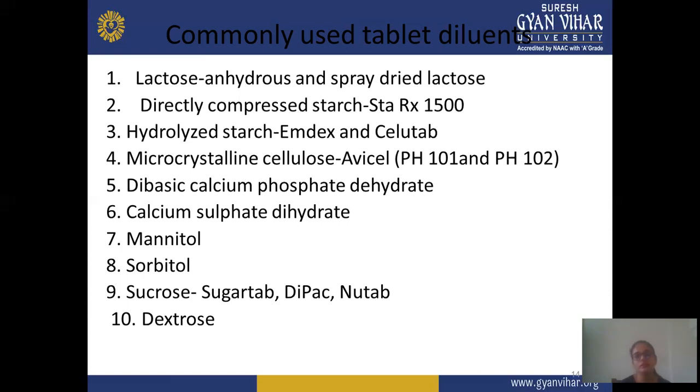Other than these diluents, some other diluents are also available. But these diluents are majorly used, and you can use any type of diluent according to the formulation. But you should check the compatibility with your drug, or maybe use a combination of these diluents.